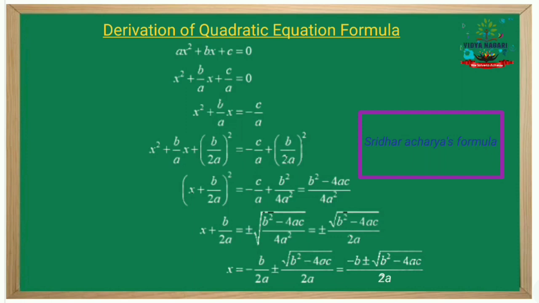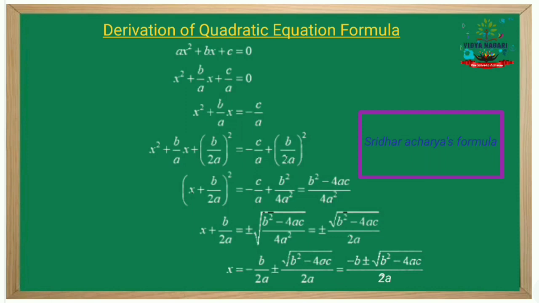On the left hand side, it is the formula of a plus b whole square. So x plus b by 2a whole square on the left hand side, and on the right hand side, minus c by a plus b square by 4a square, which is equals to b square minus 4ac by 4a square. Next line, x plus b by 2a equals to plus minus root over b square minus 4ac by 4a square, which is equals to plus minus root under b square minus 4ac divided by 2a.